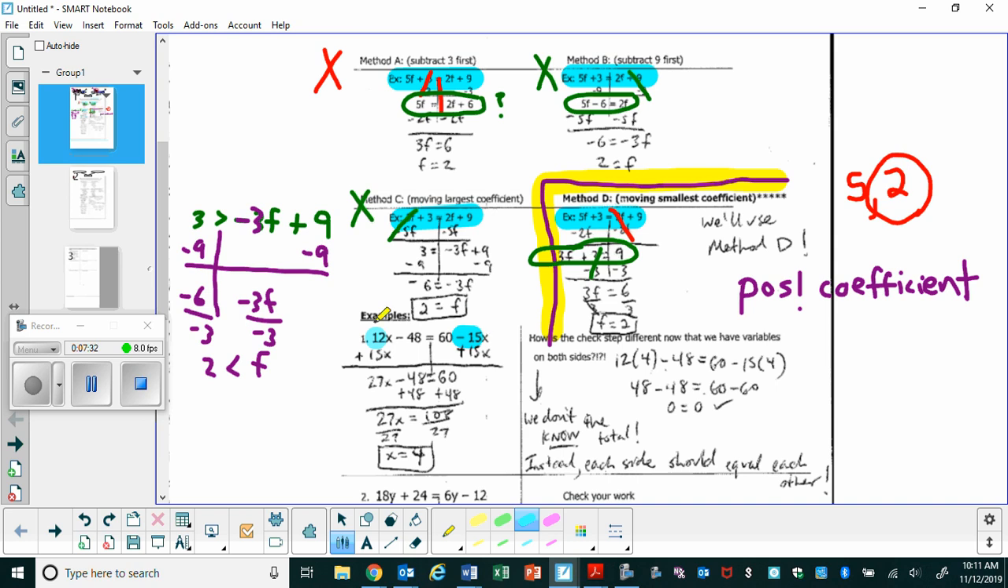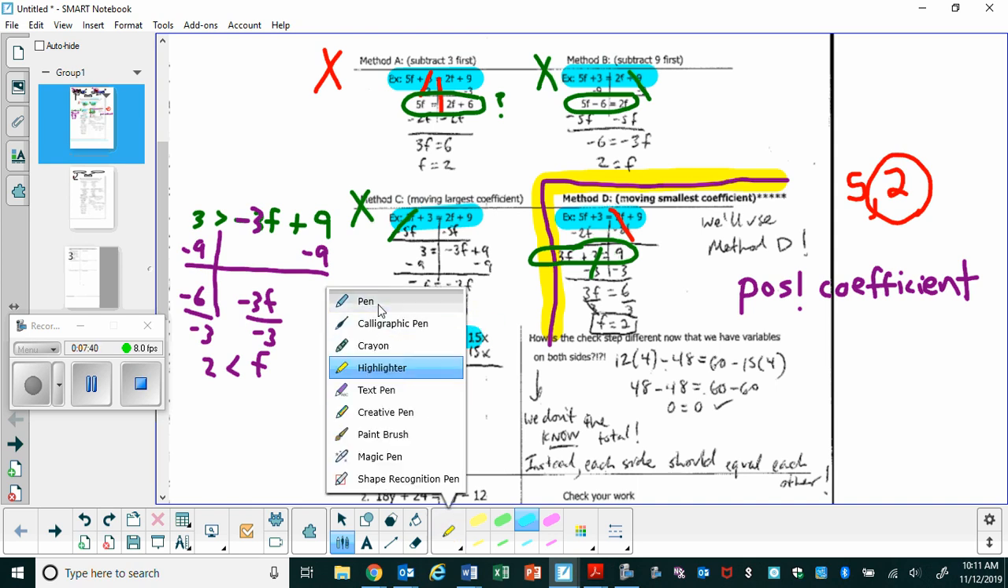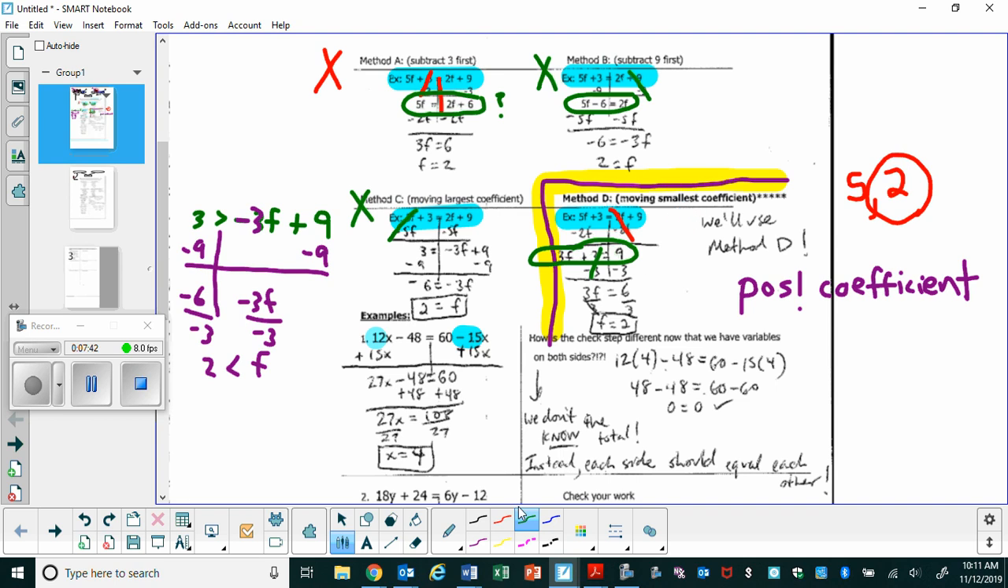And y'all, between 12 and negative 15, which is the smaller number? Negative 15 is smaller. So that is where we're going to start. That is what method D says to do. So if you have negative 15x's on this side, you're going to add 15x over here and add 15x over here.